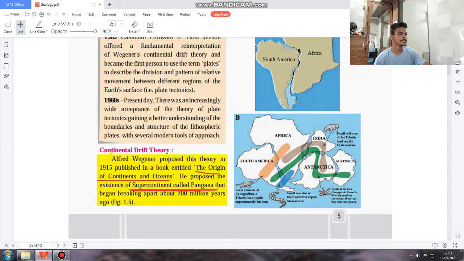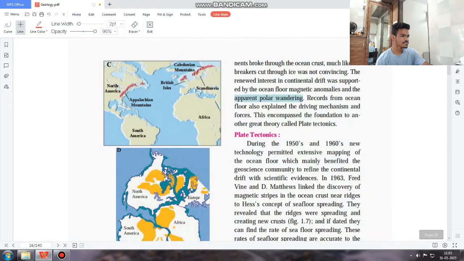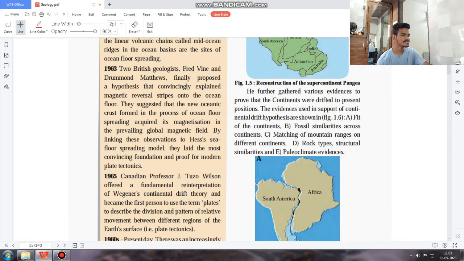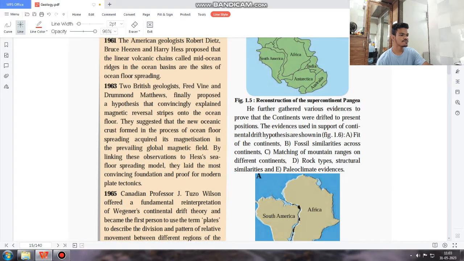Moving on to the next slide. He further gathered various evidences to support the continental drift theory. Suppose you want to propose any theory, you should have proper, relevant evidences to present in front of various scientists or geologists who come to the session. So you should have various evidences to show.